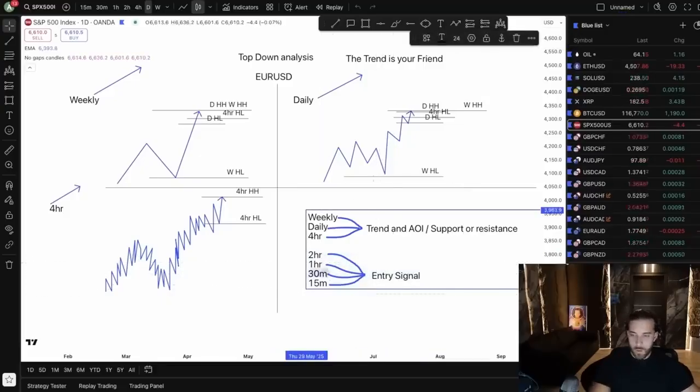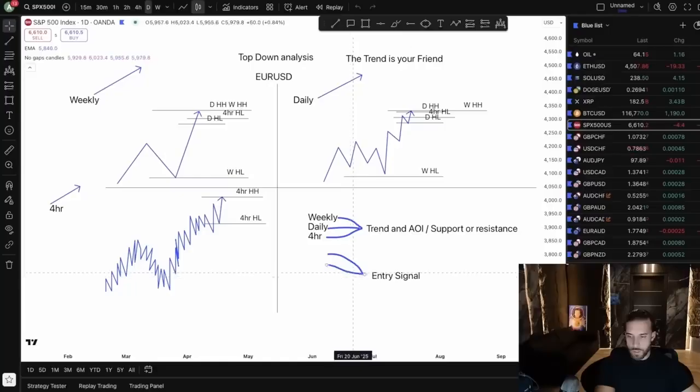So for now, we will completely disregard all of these time frames and what an entry signal is. And our only focus for right now is going to be the trend. And for us to identify the trend, we need to do a top-down analysis, and that is with these 3 time frames: the weekly, the daily, and the 4-hour.